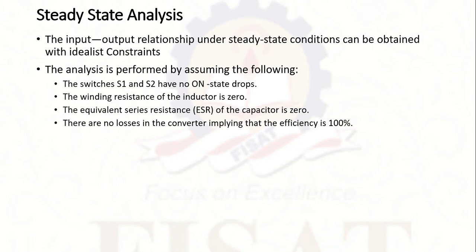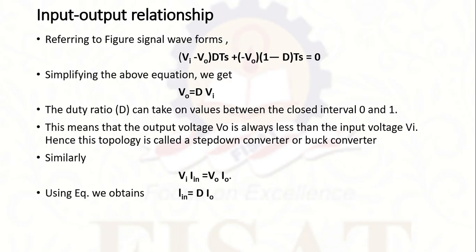The second point is, the winding resistance of the inductor is 0. That is, the inductor which is present in the circuit exhibits no losses. Third point, the equivalent series resistance, ESR, of the capacitor is also 0. The capacitor also provides no resistance. And the final point is, there are no losses in the converter, implying that the efficiency is 100%. That is, these are the ideal constraints.